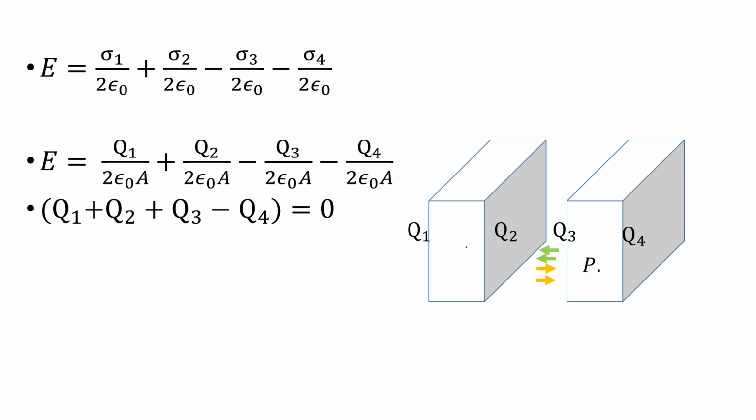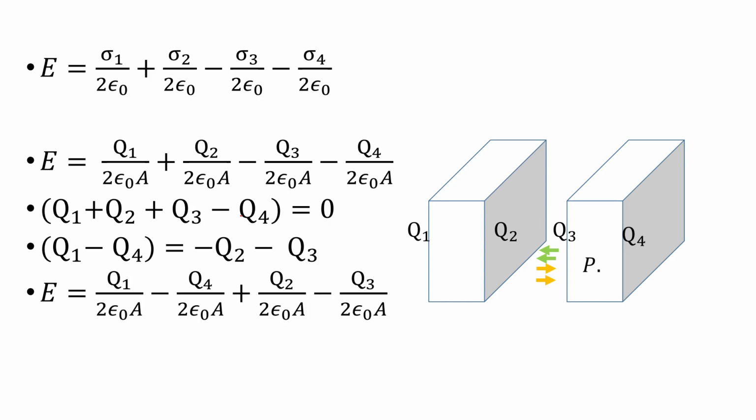So we obtained this relation. So we can say that q1 minus q4 equals minus times q2 minus q3. This is from this relation q1 plus q2 plus q3 minus q4 equals 0. Now rewriting this equation, that is E as this equation, we can say that E is q1 by 2 epsilon naught A minus q4 by 2 epsilon naught A plus q2 by 2 epsilon naught A minus q3 by 2 epsilon naught A.